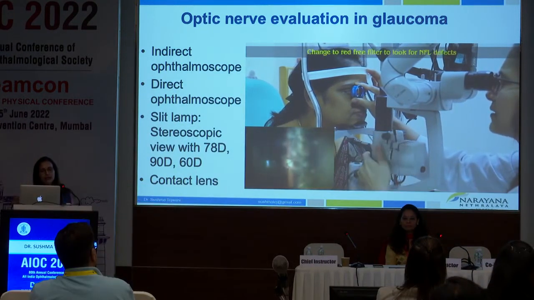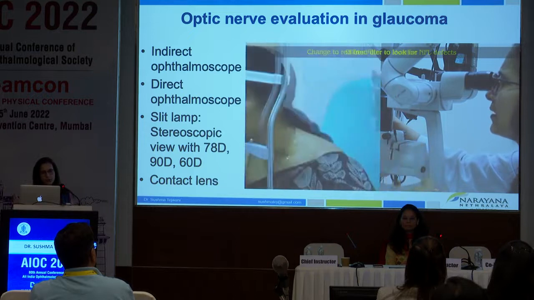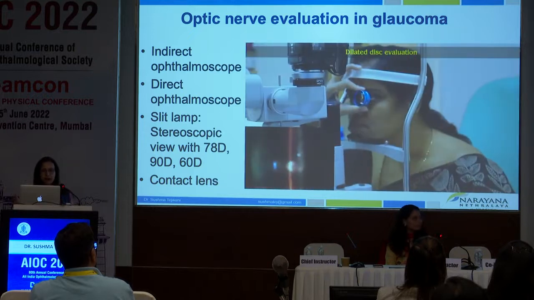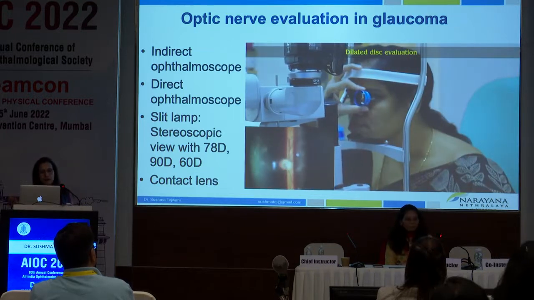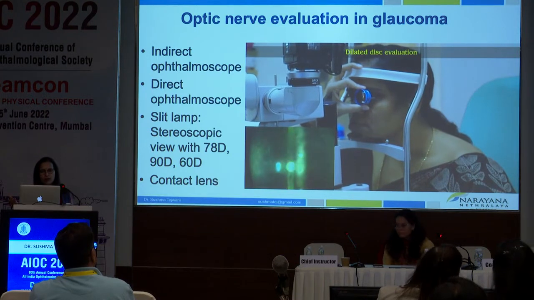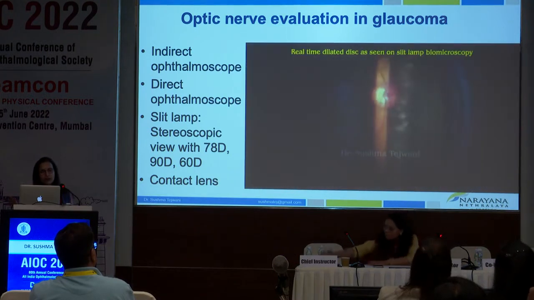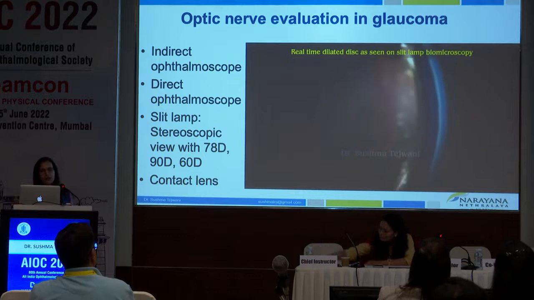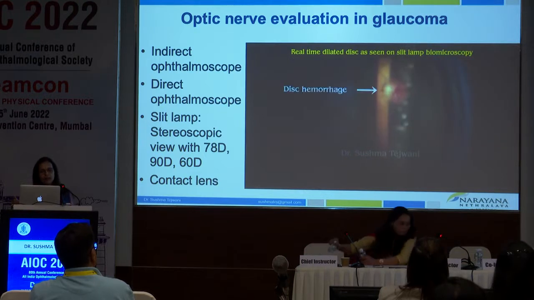So all of us as glaucoma people should look at the undilated disc before we do the gonioscopy, so that we have an idea of how the optic nerve looks. And eventually after dilation, it is important to look at the optic nerve too, because the NFL defects or a small disc hemorrhage is something that you can miss if you have not dilated the pupil and evaluated the optic nerve.